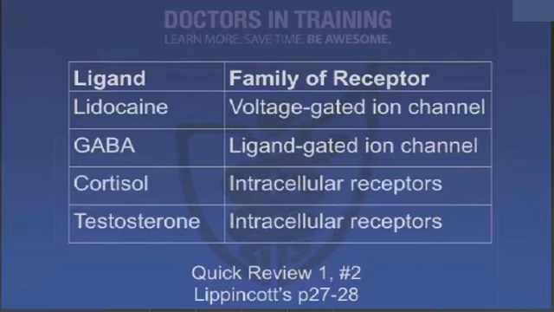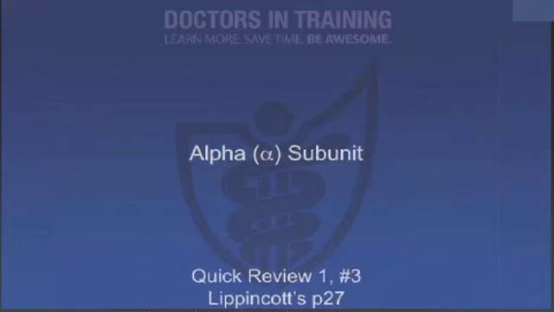Lidocaine, voltage-gated ion channel. GABA, ligand-gated ion channel. Cortisol, intracellular receptors. And testosterone, intracellular receptors. Which subunit of G proteins binds GTP? The answer, alpha subunit. What kind of reaction is catalyzed by tyrosine kinase?